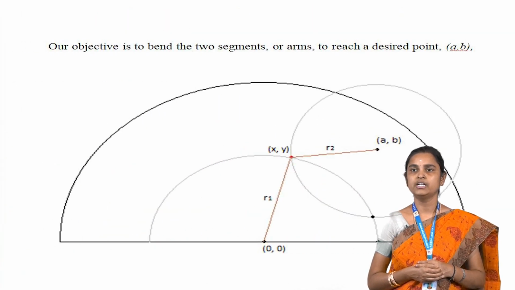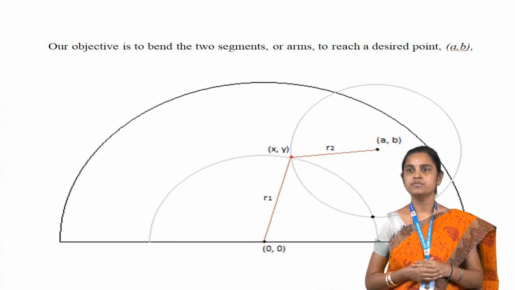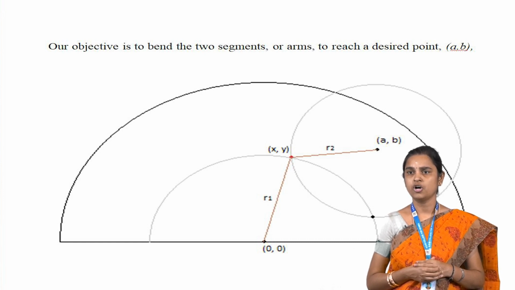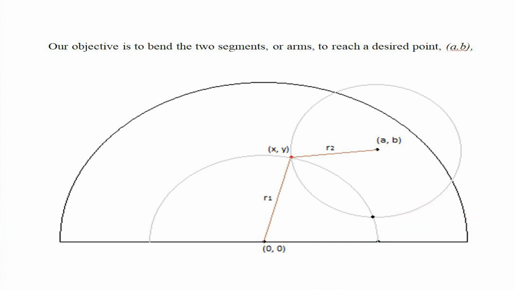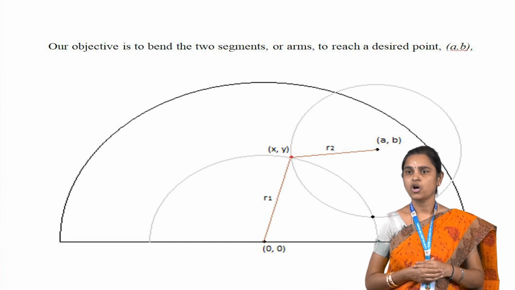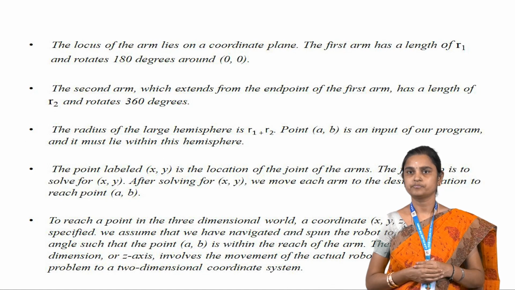Our objective is to bend the two segments or arms to reach a desired point A, B. Here A, B is the object we are going to grab. Here 0, 0 is the origin. Here two arms are going to perform R1 and R2. So for R1 draw a semicircle and for R2 draw a full circle.